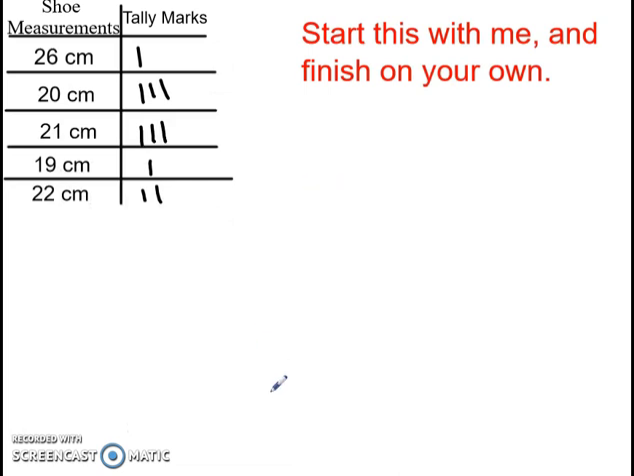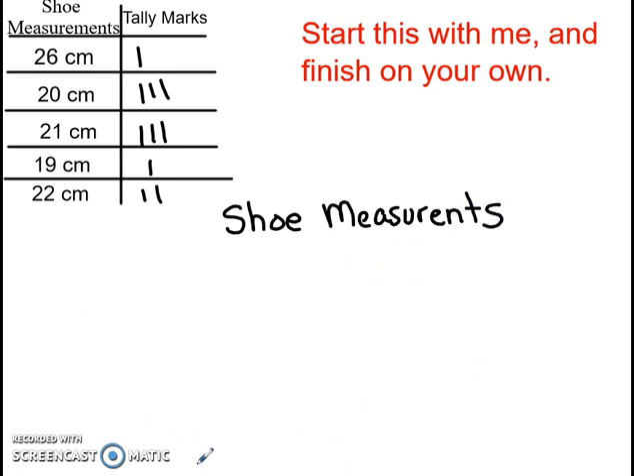So now we're going to do a line plot together. You're going to draw your line plot in your notebook along with me. This is the data that we are going to use. So our data is going to be shoe measurements. So I'm going to start by putting my title, shoe measurements, at the top. And then on the bottom, I'm giving myself quite a bit of room.